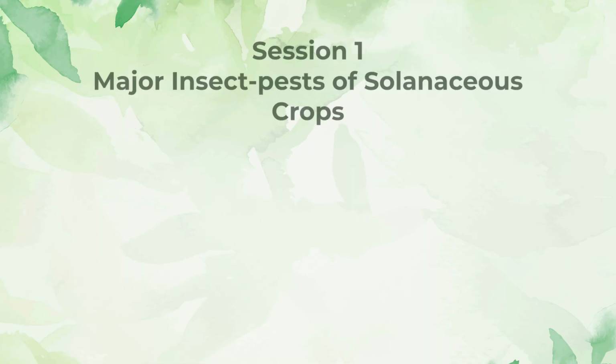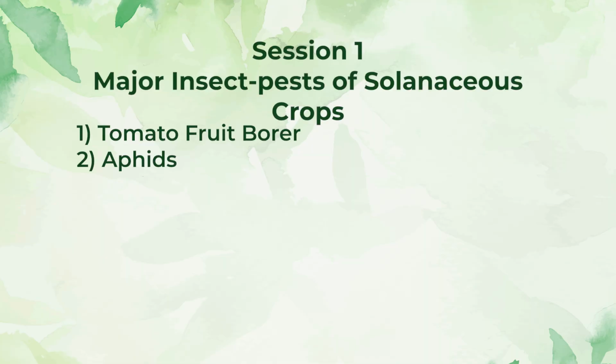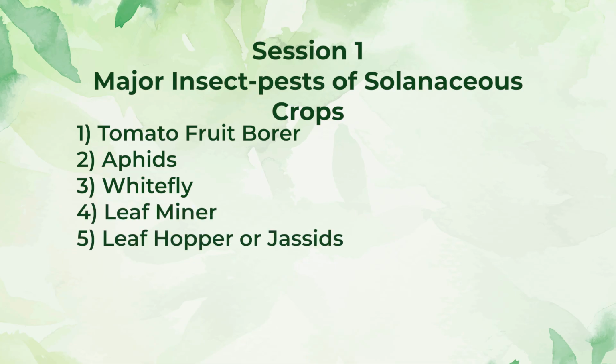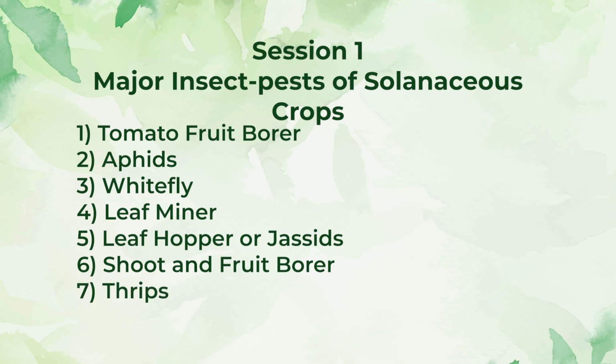Summary. So viewers, we have come to the end of this video. So let us summarize the topics covered in this video. The important points discussed here are major insect pests of Solanaceous crops, under which we have studied tomato fruit borer, aphids, whitefly, leaf miner, leaf hopper or jassids, shoot and fruit borer, thrips and mites.